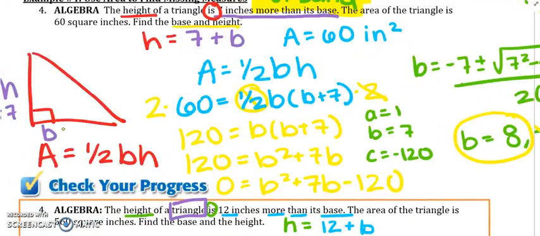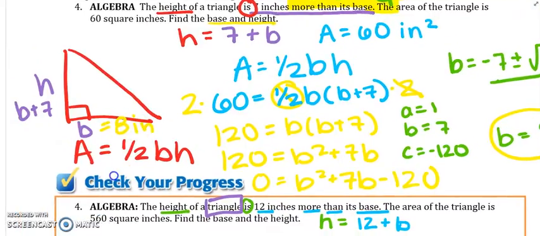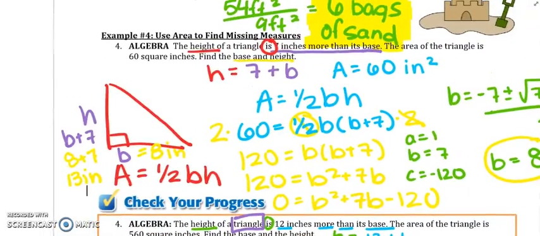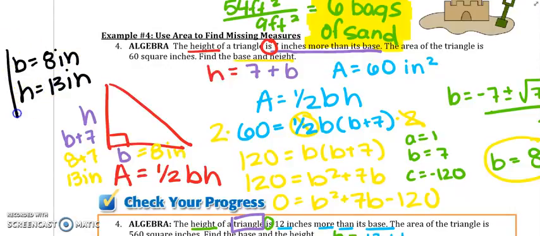Go back over here, our base is 8, and specifically it's 8 inches. And then our height is 8 plus 7, so that's where we're going to plug in, and that's why it's important to know which one you solved for. And we get 13 inches. And so make sure and tell me your final answer. You would need to tell me specifically, don't say 8 and 13. Tell me base is 8 inches, height is 13. We need to know which is which.